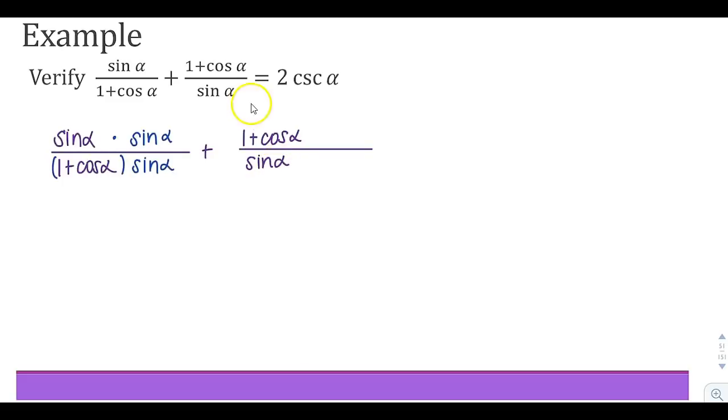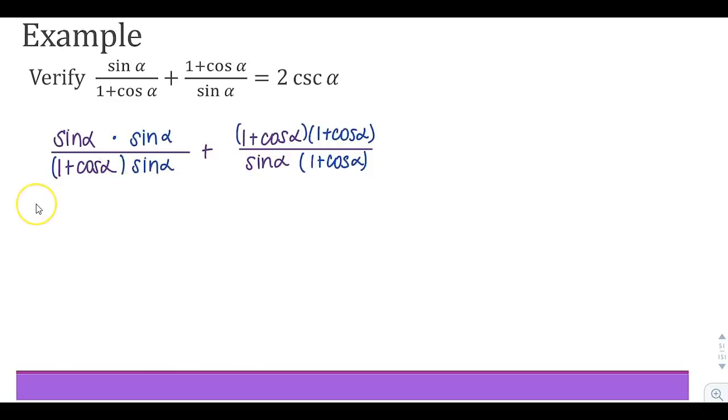And then over here, if the denominator is sine alpha, I need to multiply by 1 plus cosine alpha on the top and on the bottom to force common denominators. So parentheses, 1 plus cosine alpha, and then parentheses, 1 plus cosine alpha.